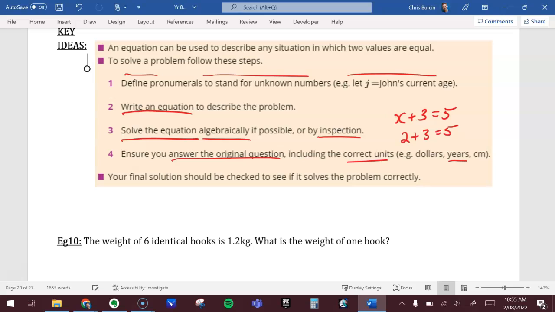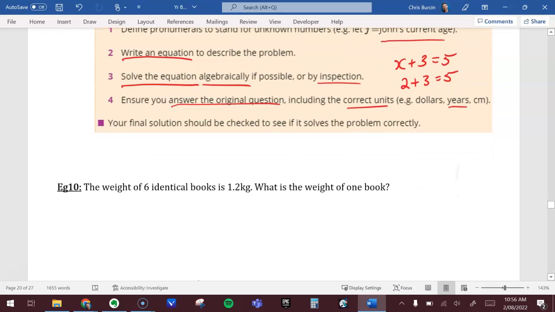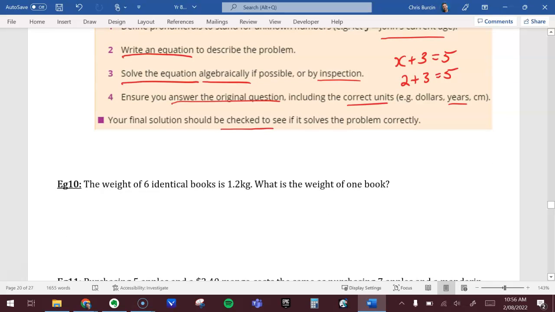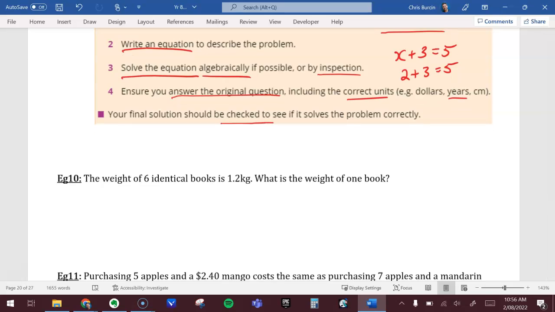Are we talking about years? Probably, if we're talking about John's current age, and that you have made it make the most sense, is it grams or kilograms, whatever makes the most sense. Your final solution should be checked and see if it solves the problem correctly, and we do that with substitution.